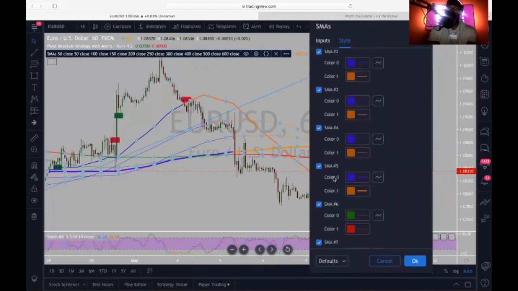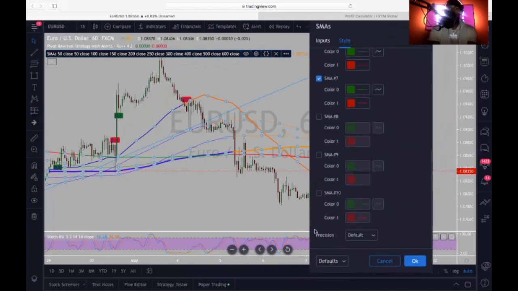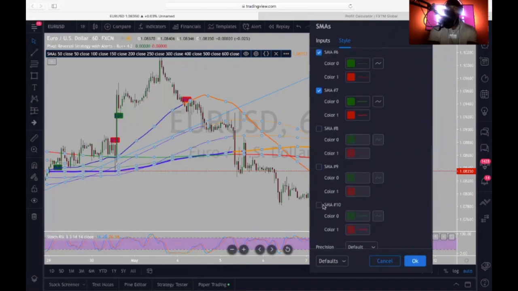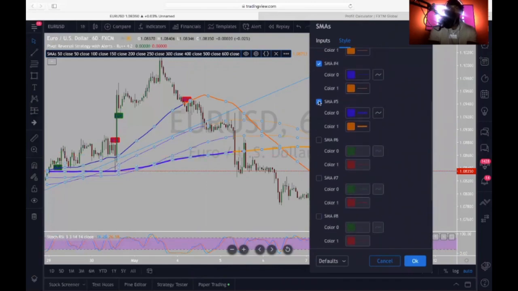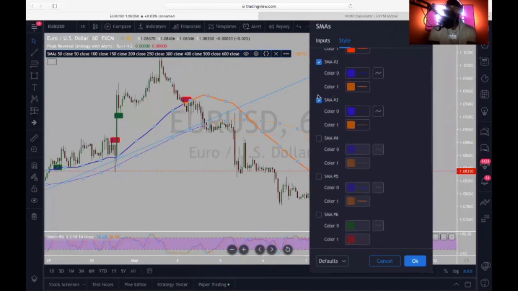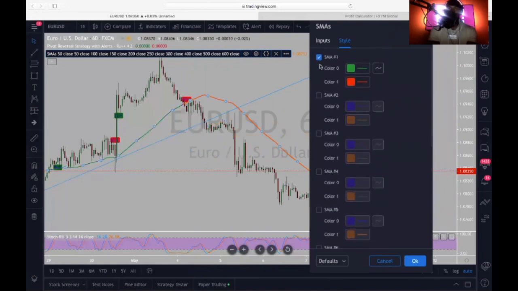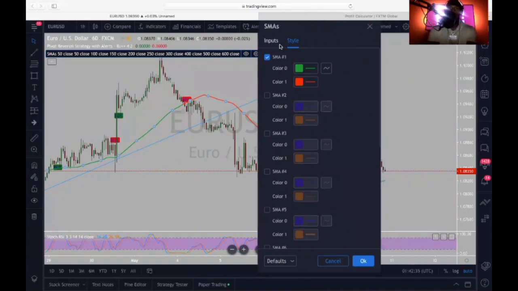So what we're going to do is unclick from the bottom. You're going to start at the bottom at number 10, uncheck all these boxes. We don't want any of those. Okay, so uncheck all these boxes. Leave number 1. Number 1 is going to be the only one that we're working with. So in the SMA number 1, make sure it's checked because that's the only one we're using.